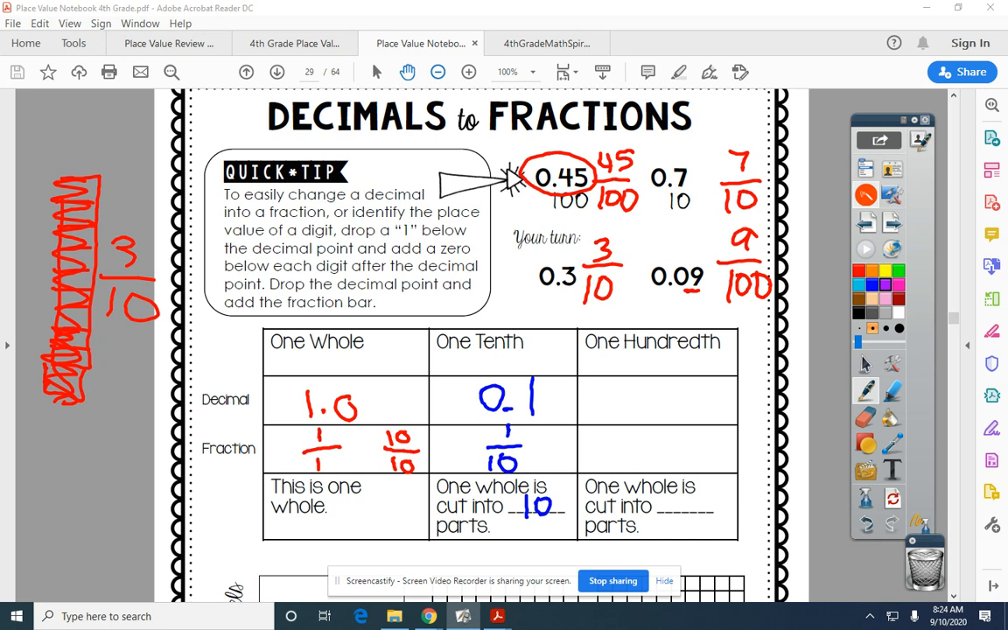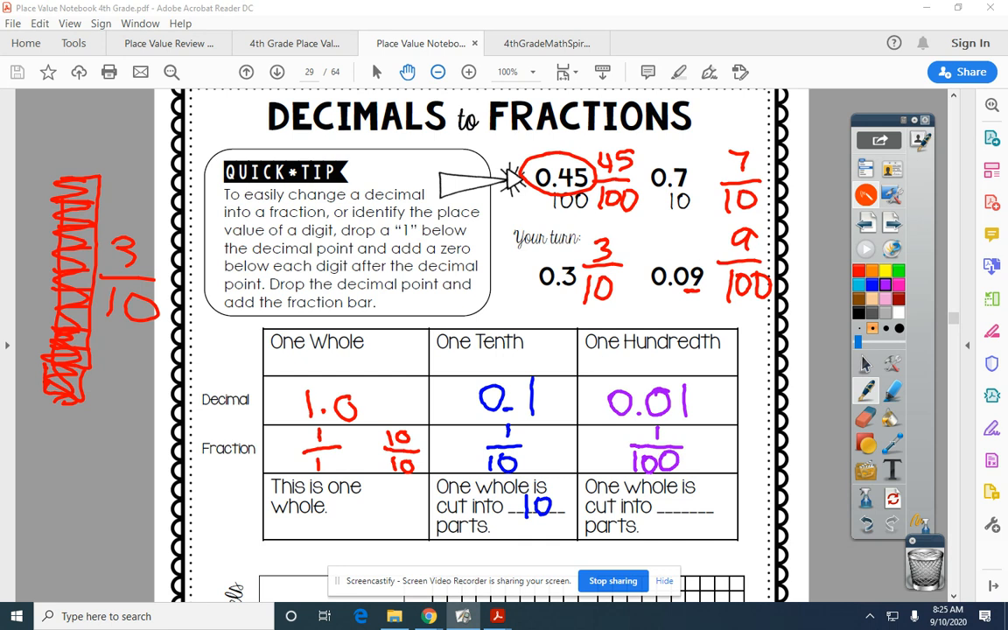What does 1/100 look like as a decimal, Kason? 0.01. Okay. So now what is that going to look like as a fraction, Andrew? 1 over 100. You put 100 under.